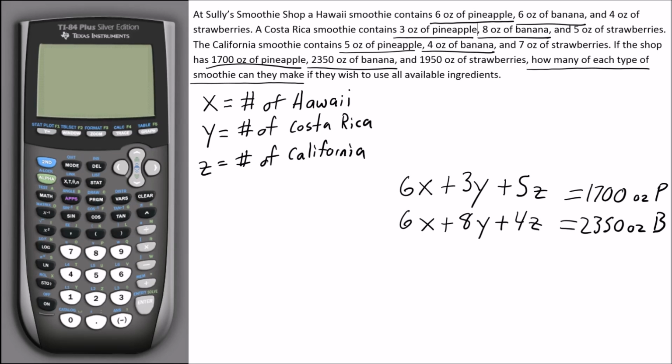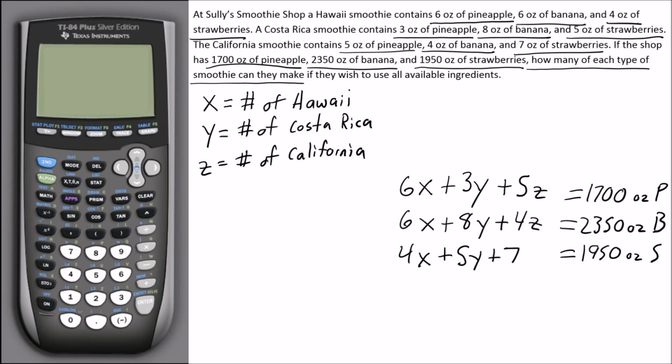Lastly, we have 1,950 ounces of strawberries. And of course, what goes on the left needs to be in ounces of strawberries as well. So 4 ounces of strawberries for each Hawaii smoothie, 5 ounces of strawberries for every Costa Rica smoothie, and 7 ounces of strawberries for each California smoothie.